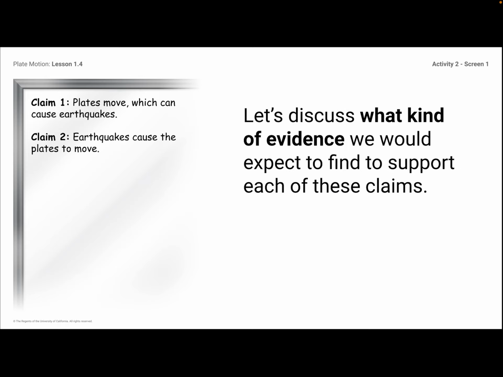So what we need to do first is discuss what kind of evidence we would expect to find. We have to come up with an idea of what we're looking for. We don't want to just run the simulation and just hope that something jumps out at us. Let's discuss what kind of evidence we would expect to find to support each of these claims.